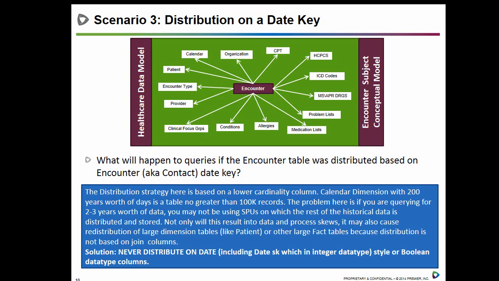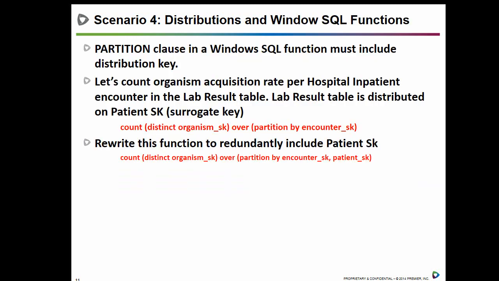The problem here is if you're querying for 2-3 years worth of data, you may not be using the spools on which the rest of the historical data is distributed and stored. Not only will this result in data and process skew, it may also cause redistribution of large dimension tables like the patient table, right? Because you didn't consider the patient dimension or encounter dimension. We have a junk dimension called encounter dimension. You didn't consider those kinds of dimension tables for distribution, right? So never distribute on date, re-emphasizing that point, including date SK, which is an integer data type, but it's still a lower cardinality column.